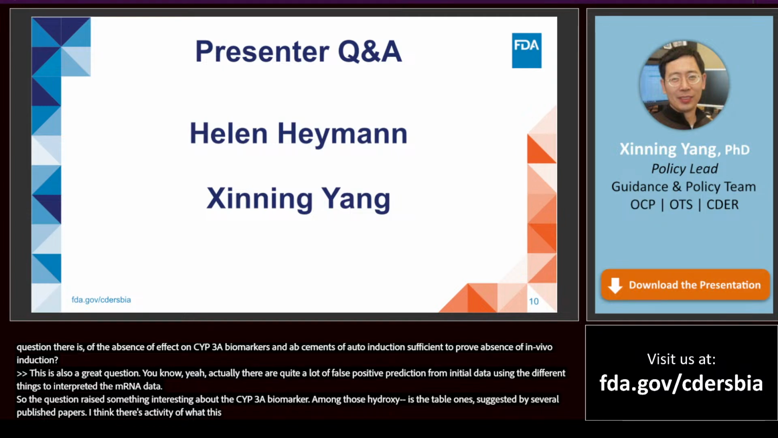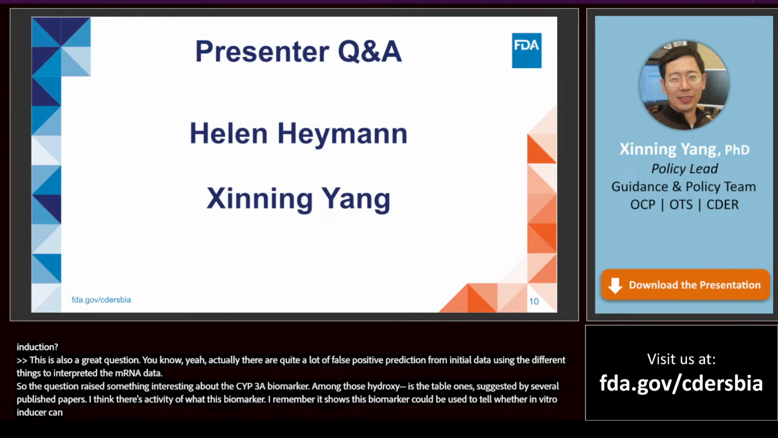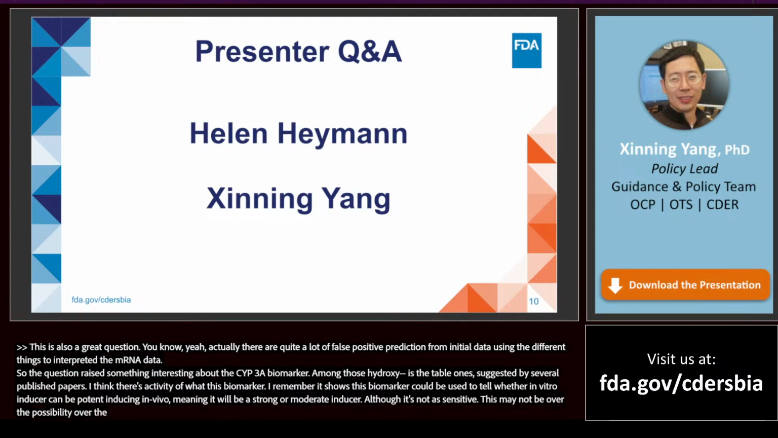I remember that a publication showed that this biomarker could be used to tell whether an in vitro inducer can be a potent inducer in vivo, meaning that it will be a strong inducer or a moderate inducer. Although it's not as sensitive as midazolam, so this may not rule out the possibility of the drug being a weak inducer of CYP3A. But I think this can at least help to tease out the possibility of the drug being a significant potent inducer early.